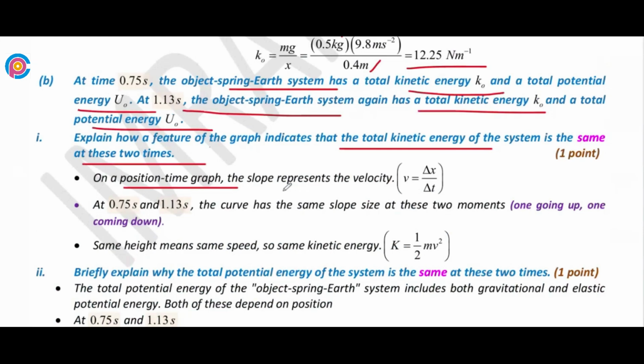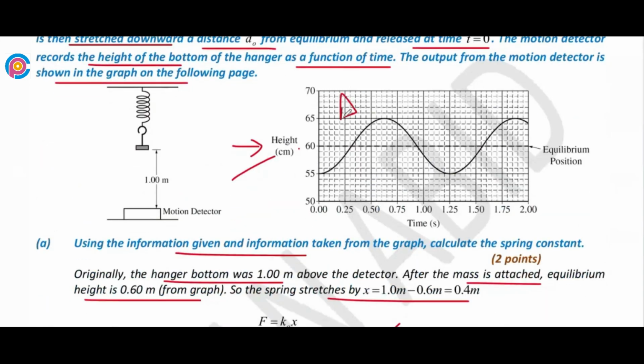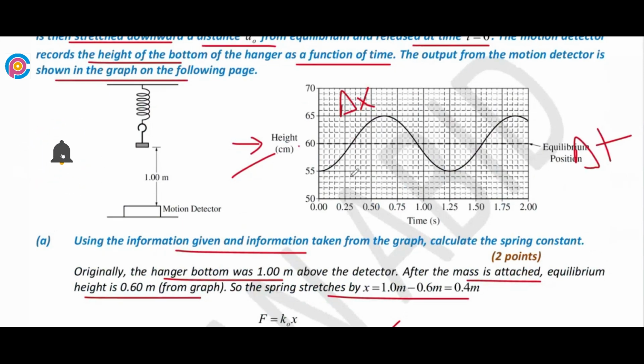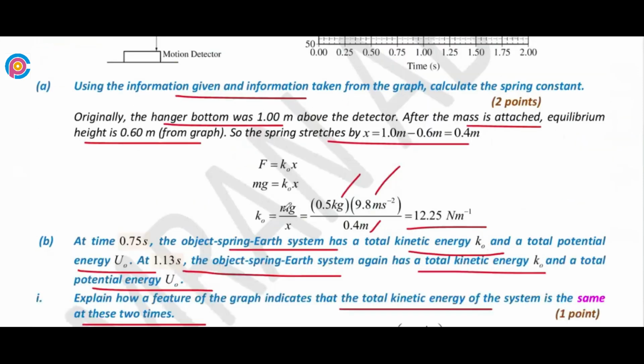The slope represents the velocity, v is equal to delta x over delta t. From here we get the delta x, and from here we get the delta t. So that's the velocity. If we look at the time 0.75 seconds at this instant and 1.13 seconds almost at this instant, that's the same situation you can see. So the slope is almost identical, the steepness is almost identical.